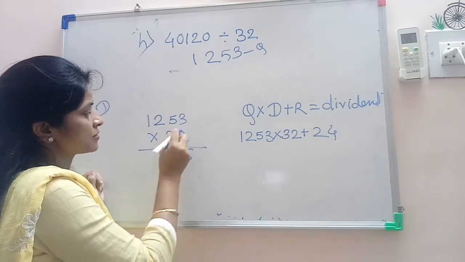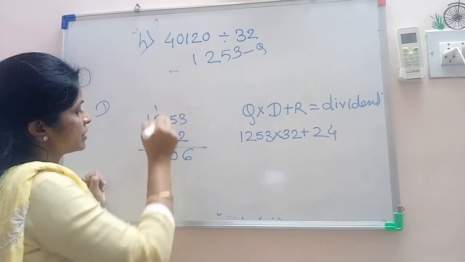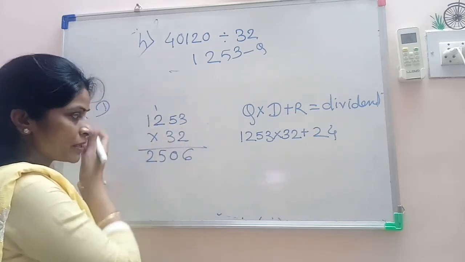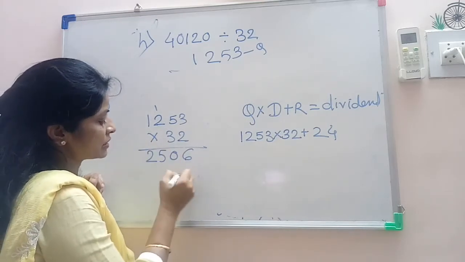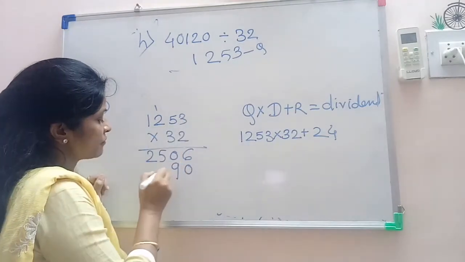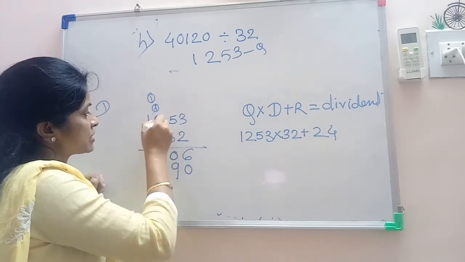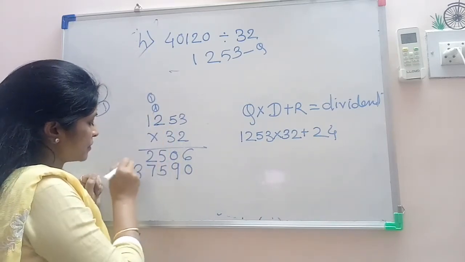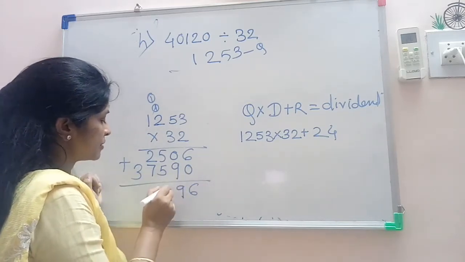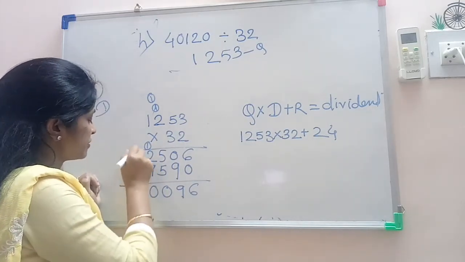2 threes are 6. 2 fives are 10, 1 carry. 2 twos are 4 plus 1 is 5. 2 ones are 2. We will multiply with the tens place, 30. Multiplying by 30, so we are writing 0. 3 threes are 9. 3 fives are 15, 1 carry. 3 twos are 6 plus 1, 7. 3 ones are 3. Now we will add it. That becomes 6, 9, 10. 1 carry. 8 plus 2 is 10. 1 carry. 4.